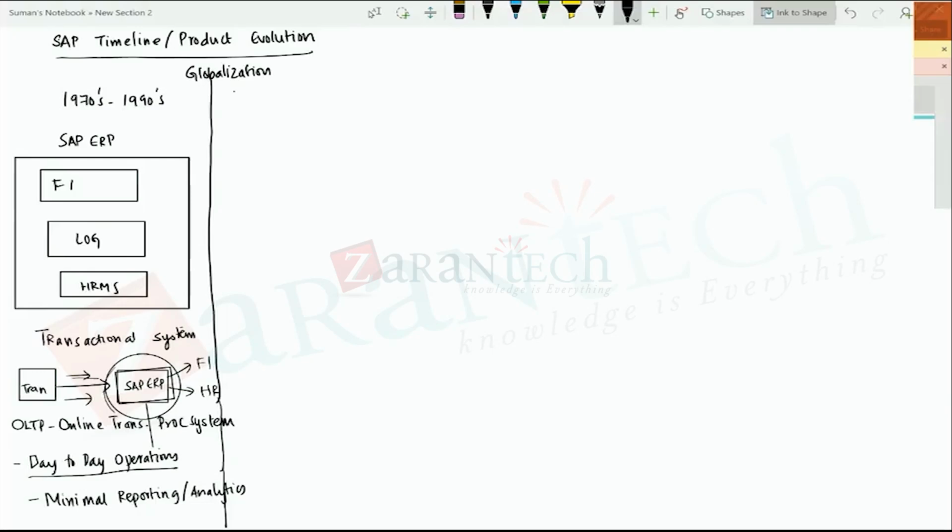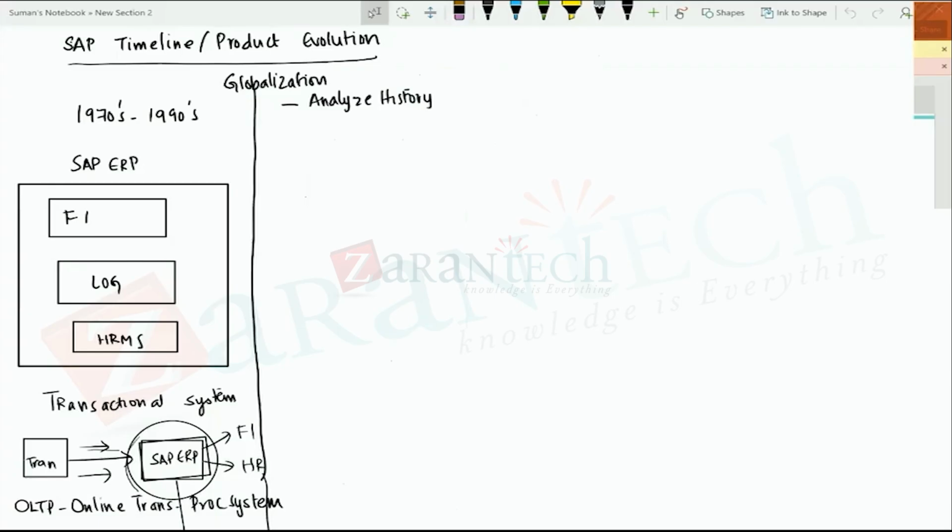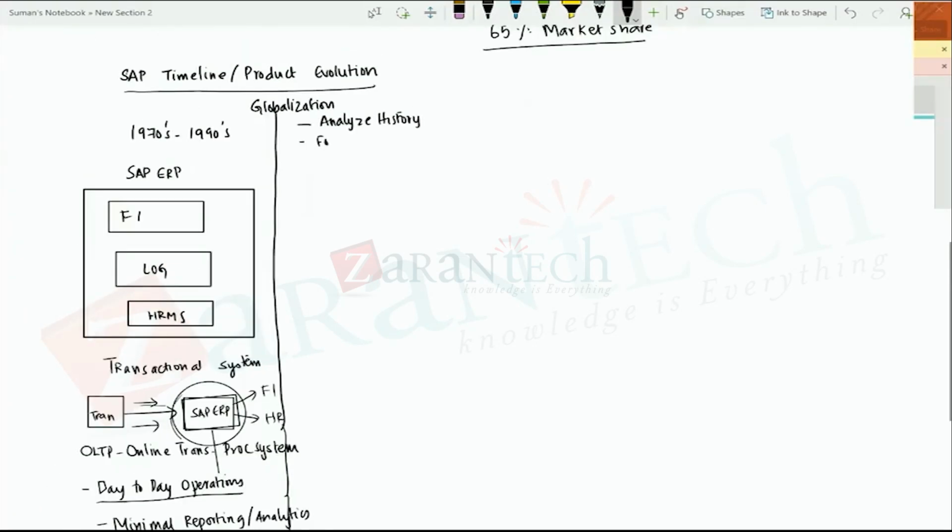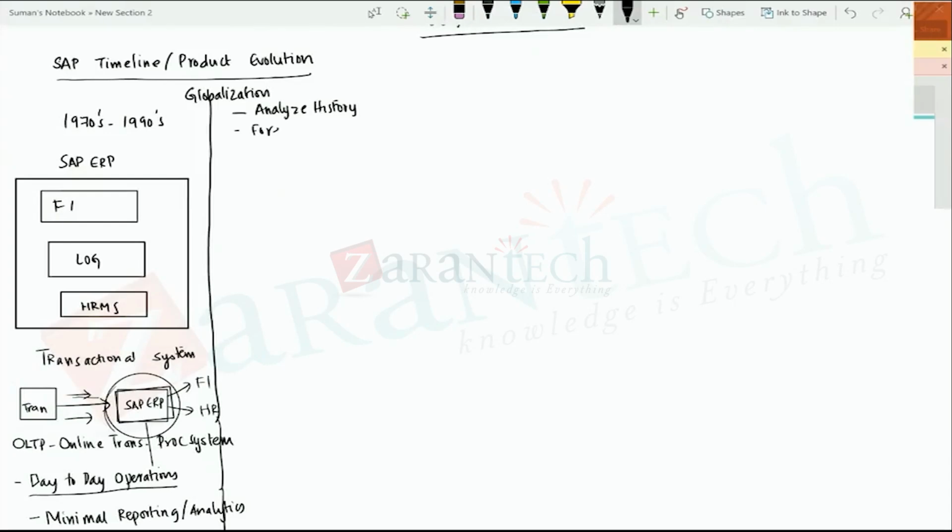For example, I want to be able to analyze my history. What happened last year at the same time? Last summer, what was the most important product that I sold? What was the largest volume of product that was sold? I want to analyze my history so that I can start forecasting what my future is going to look like. I should be able to look at my competitors' data and do analysis. Analyzing the history, doing forecasting. So companies started shifting gears.